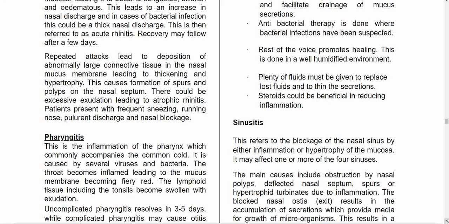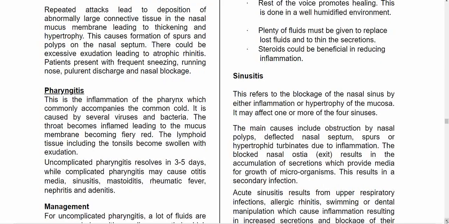An uncomplicated pharyngitis resolves in 3 to 5 days, while complicated pharyngitis may cause otitis media, that is infection of the inner ear, sinusitis, mastoiditis, that is inflammation of the mastoid, rheumatic fever, nephritis, and adenitis, swelling of the adenoids.